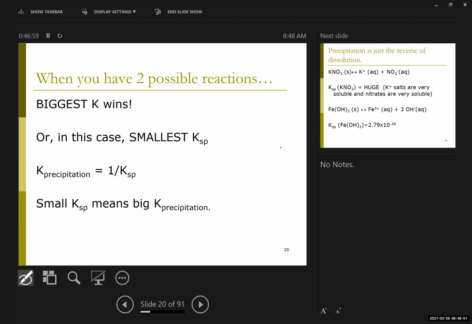The other thing that's a little bit backwards about my precipitations is I've been harping on biggest K, biggest K, biggest K. This is still true, except, if I'm precipitating, I'm going backwards. So the biggest K precipitation goes with the smallest KSP. And so if something's going to precipitate, the first thing I'm going to look at is the smallest KSP, because that would be the biggest K precipitation.